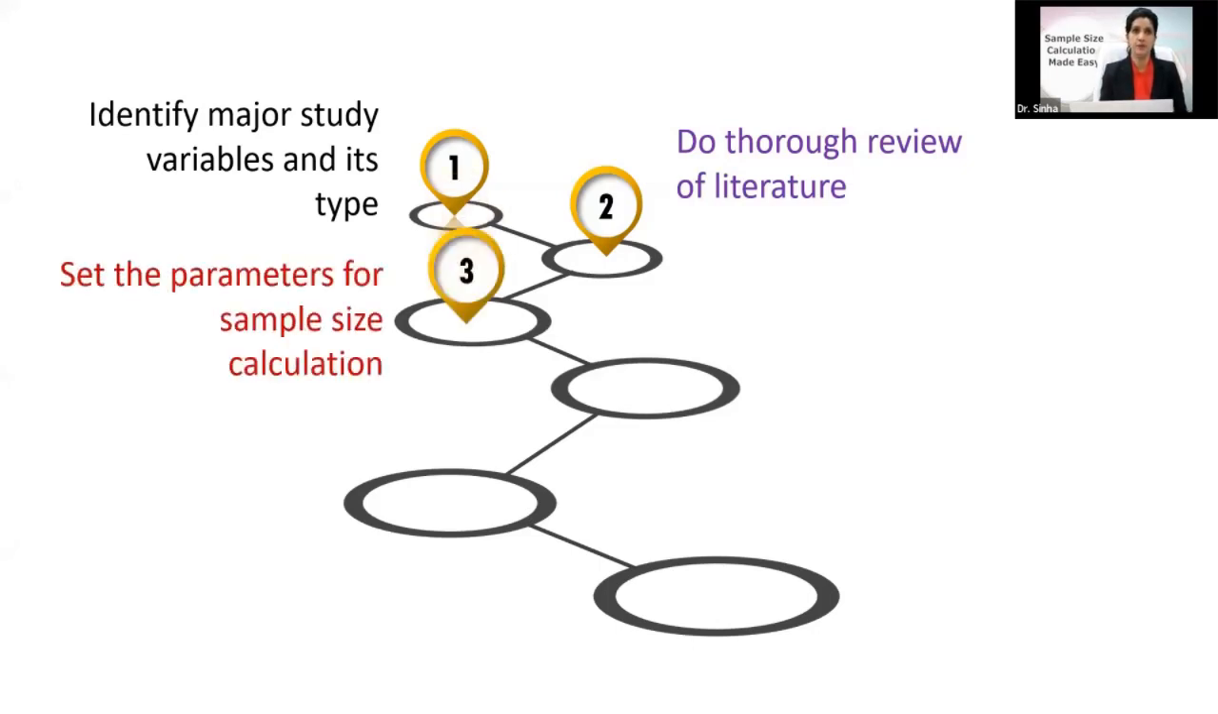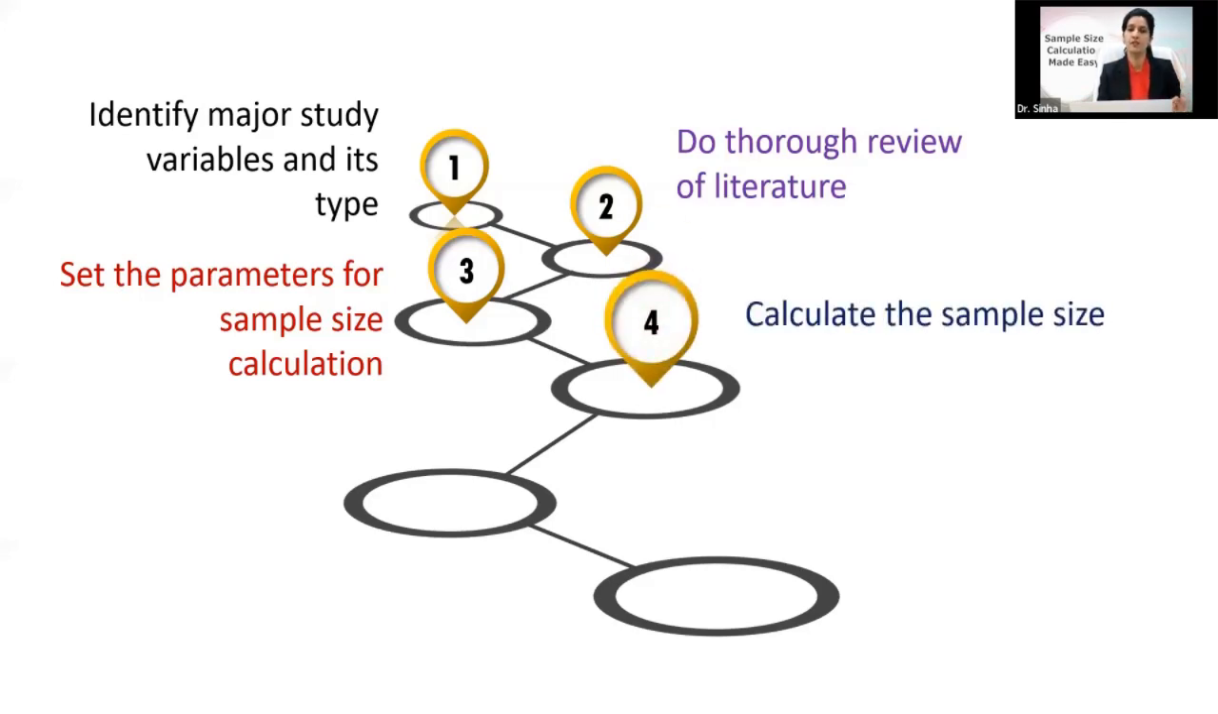The next step is to set the parameters for the sample size calculation. That parameter is basically about your assumptions: at what confidence level, at what margin of error you are setting your parameters, or whether it is absolute precision or relative precision. Everything we'll see one by one.